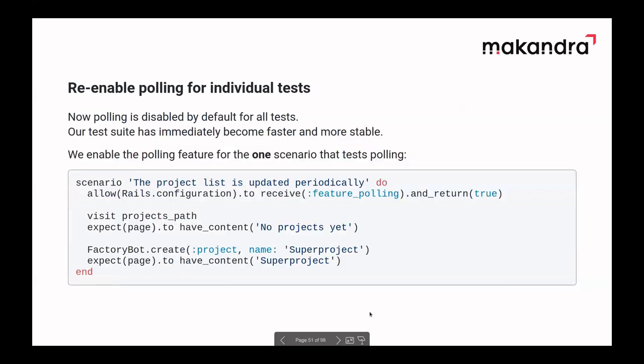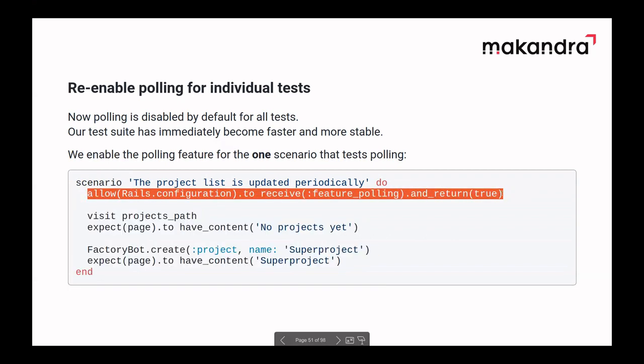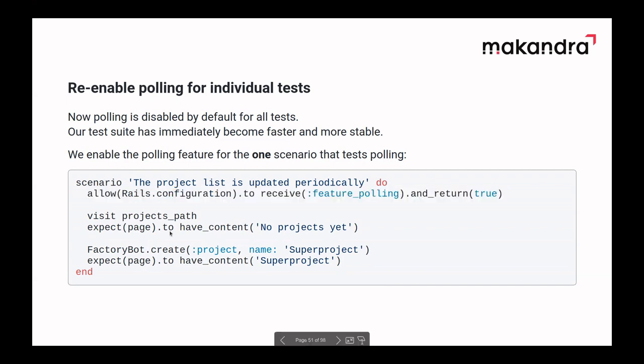So this is an example for that one test that actually cares about polling. In this test, we re-enable the feature just for that one test, and so we can test that polling happens here, but we don't have polling active in all the other tests.